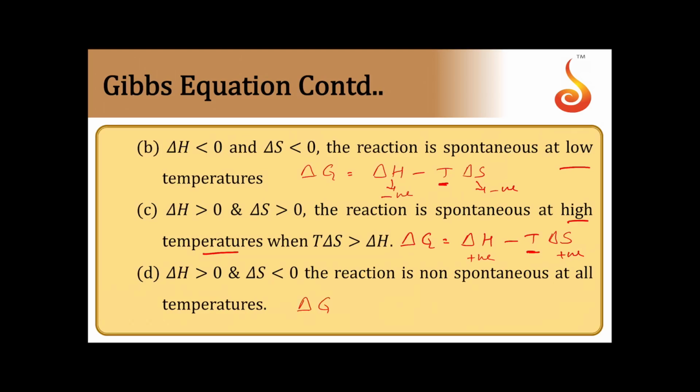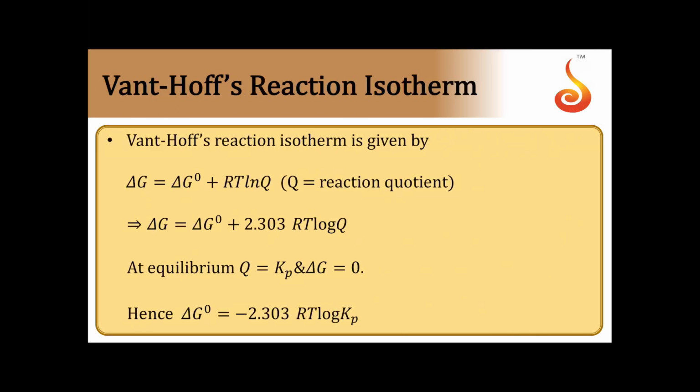If delta H is greater than 0, a positive value, and delta S is less than 0, a negative value, then in delta G is equal to delta H minus T delta S, the overall delta G will always be positive. Therefore such a reaction is always non-spontaneous. So the feasibility of a reaction depends upon delta G, which in turn depends upon the delta H and delta S values.